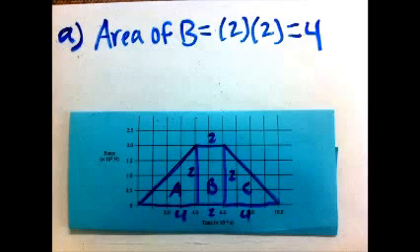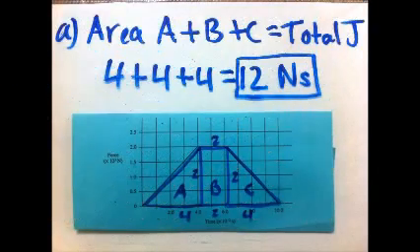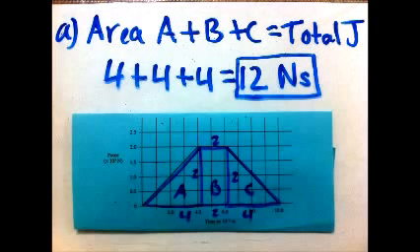And so we said that the area under the curve is equal to the total impulse, which means that area of A plus area of B and C is equal to total impulse. We plug in A, B, and C, which is 4, 4, and 4, and 4 plus 4 plus 4 is equal to 12. So the total impulse given to the ball over that 10-second time period is 12 newton seconds.